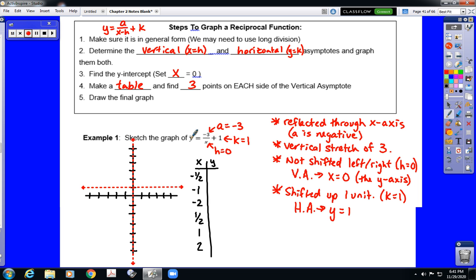-3 divided by -1/2 is +6, plus 1 is 7. -3 divided by -1 is +3, plus 1 is 4. Plug in -2, -3 divided by -2 is 3/2, plus 1 is 5/2, or 2.5. So if we graph those points, unfortunately 7 is a little bit off the top, so we're going to have to guesstimate, be about right there. -1, 4.